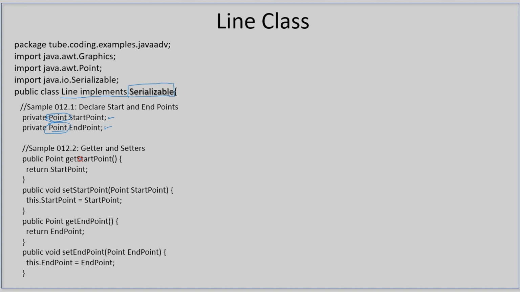Alright, so we have getter and setter methods. Since these two are private, we have get and set versions for the start point. Similarly, get and set versions for the end point.